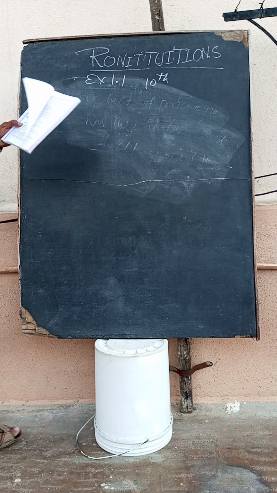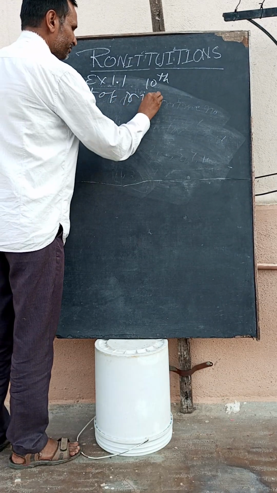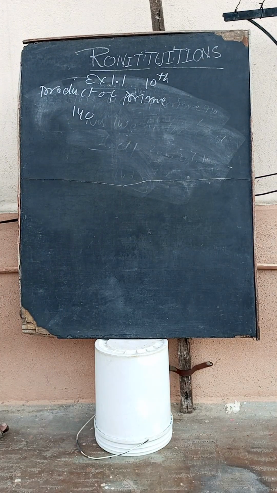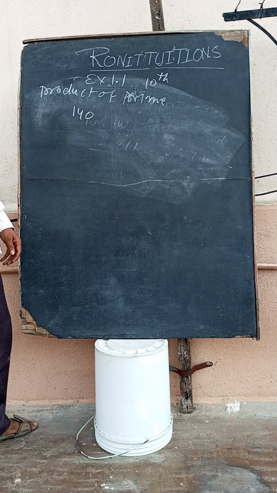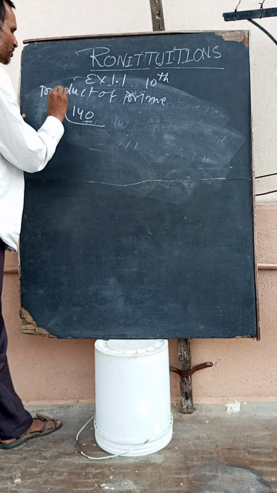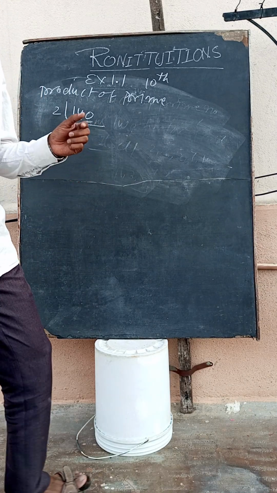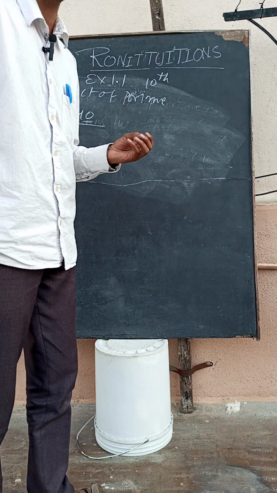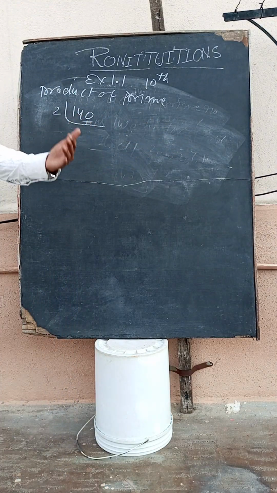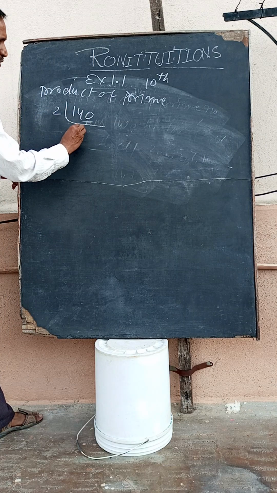So the first question asks for the product of prime factors. 140 is given. Now 140 is a composite number and it is an even number because it ends with 0, so it is divisible by 2. If you don't know which numbers are divisible by what, my previous video covers the divisibility tests from 1 up to 12 with the rules given. So 140 divided by 2 gives 70.